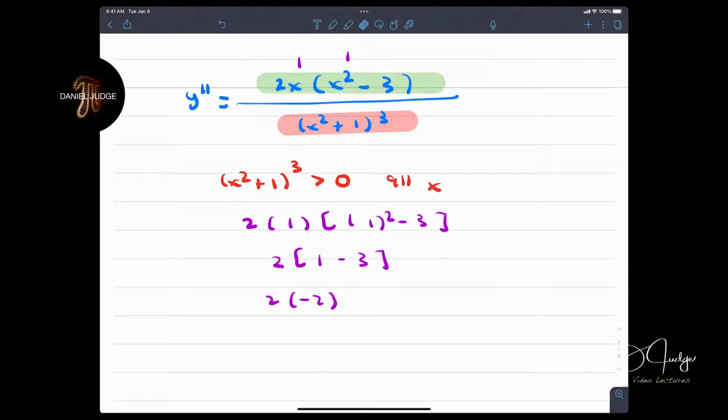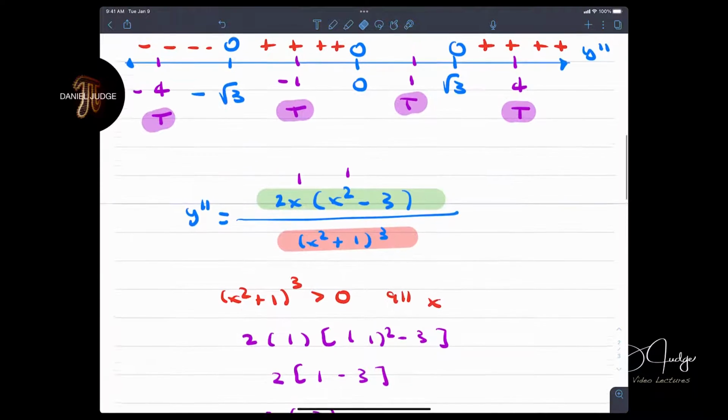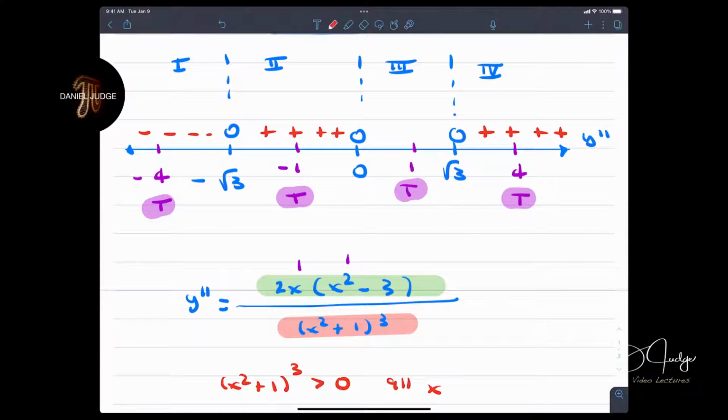So when the test point is 1, 2 times 1 is 2. Then 1 squared minus 3 will be a -2. So it's a positive times a negative. Looks like region 3 is negative.